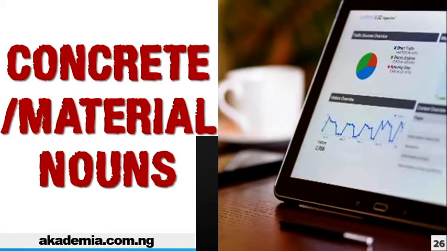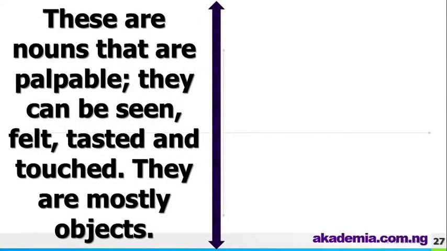Let's proceed further to look at another type of noun. We have the concrete or the material nouns. The concrete or the material nouns are nouns that are palpable. When you say something is palpable, it means you can see it, you can feel it, you can taste it, and you can touch it. That is when you say something is palpable.